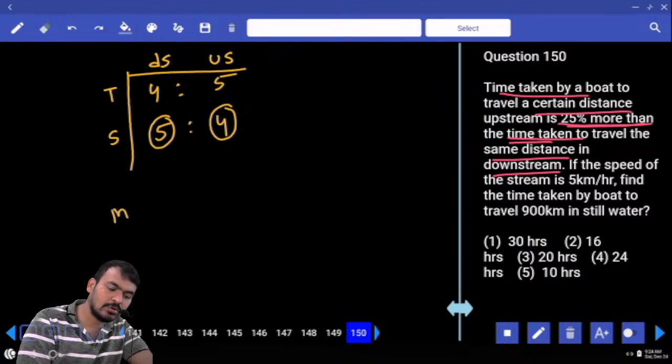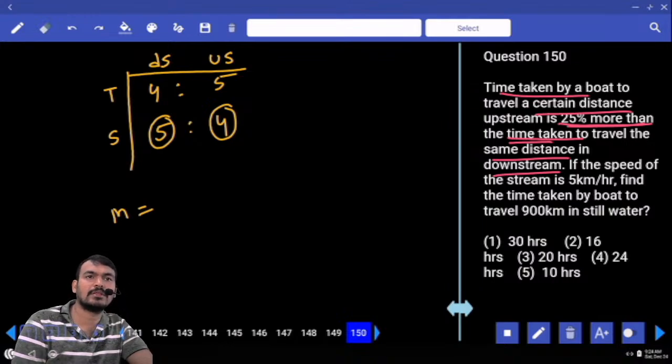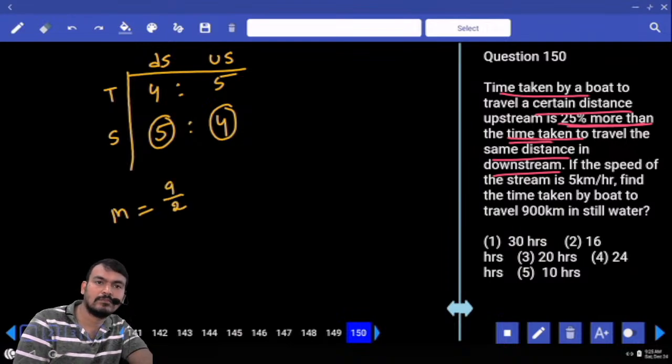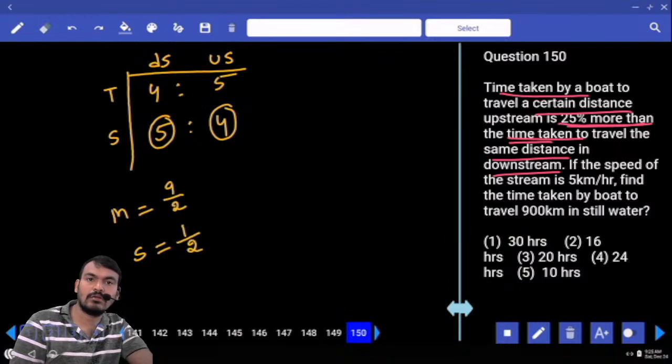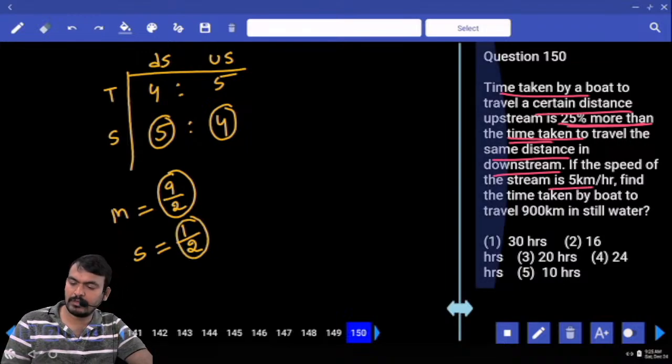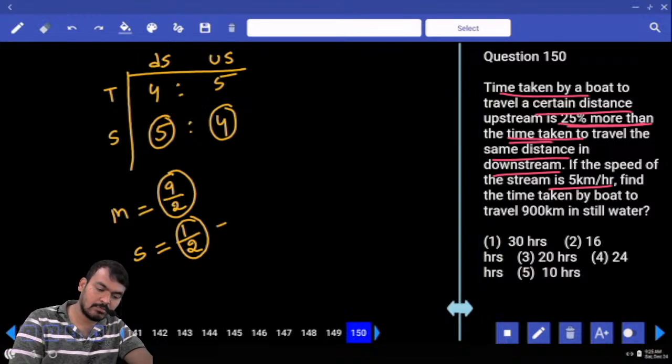Then the speed of the boat, are both added by 2 or subtracted by 2? Added by 2. 5 plus 4 is 9, 9 by 2. That is the M value. Then the speed of the stream, are both subtracted by 2 or added by 2? Subtracted by 2. 5 minus 4 is 1, 1 by 2. M represents 9 by 2. S represents 1 by 2. But here the S value is given as how much? 5 km per hour. Means half value is 5 km per hour.